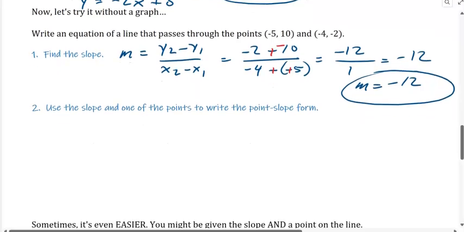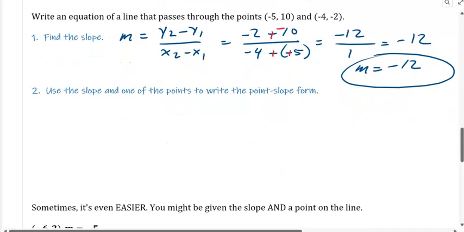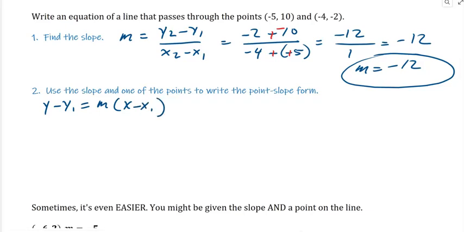Now we're going to use the slope and one of those points to write the point-slope form. So remember, y minus y sub 1 equals m times x minus x sub 1. Point-slope form. The y stays y. y1 is 10. The slope is -12 times x, and x sub 1 is -5. All right, now we're going to clean that up a bit.